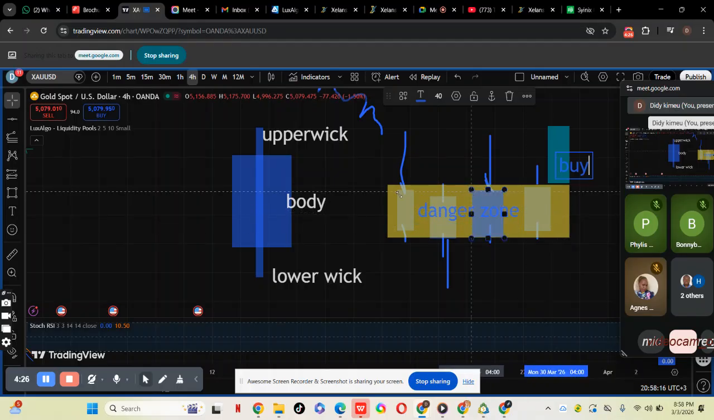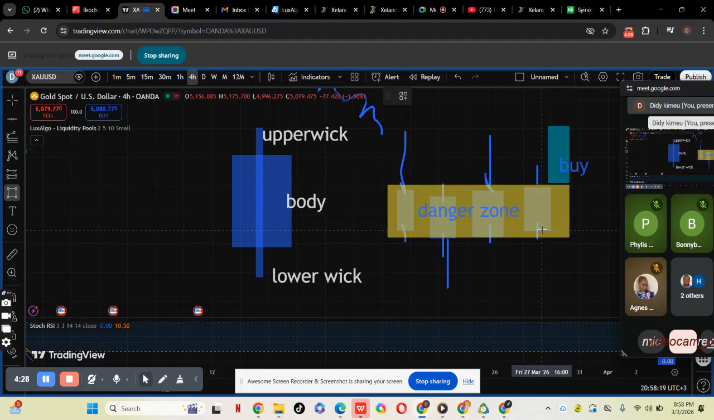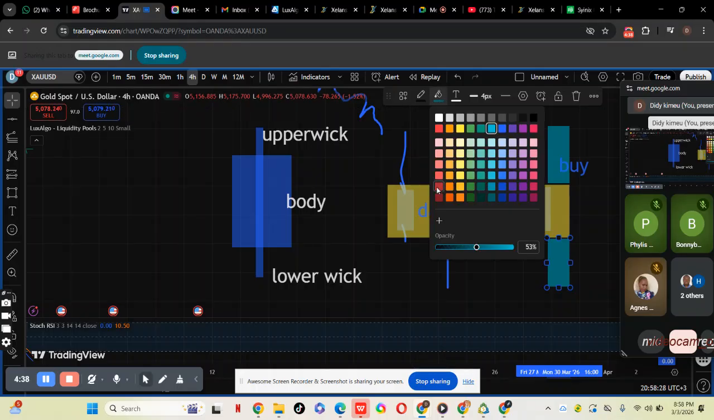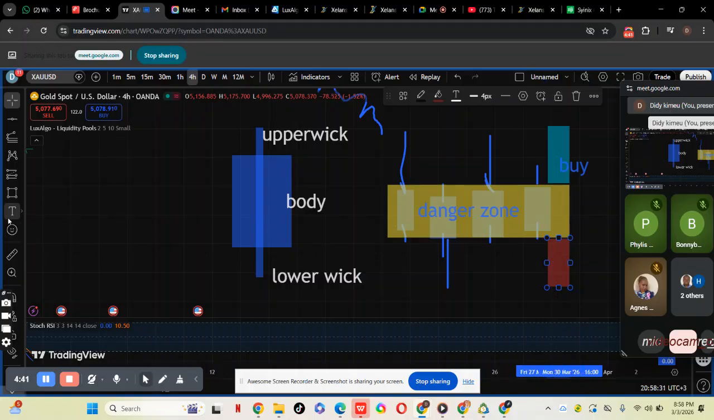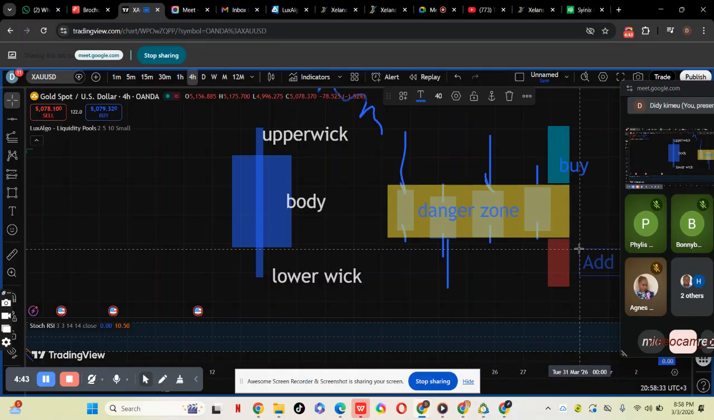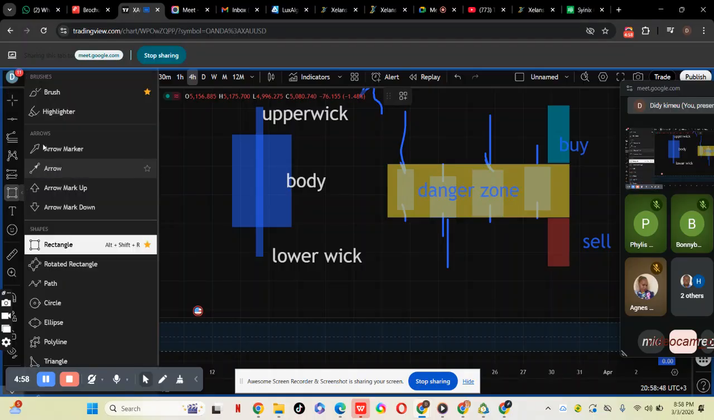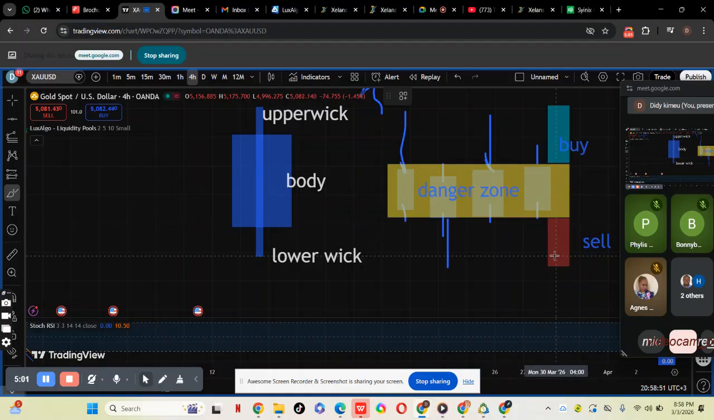Now the other option is to wait for the candle to close below. So it's either the candle will close above or below. If this candle closes below that region, that will be a nice confirmation for us to sell. I don't know if you are together. So we go and press a sell. Remember, the body must close below the region. Please take note of that. The body must close below this region.